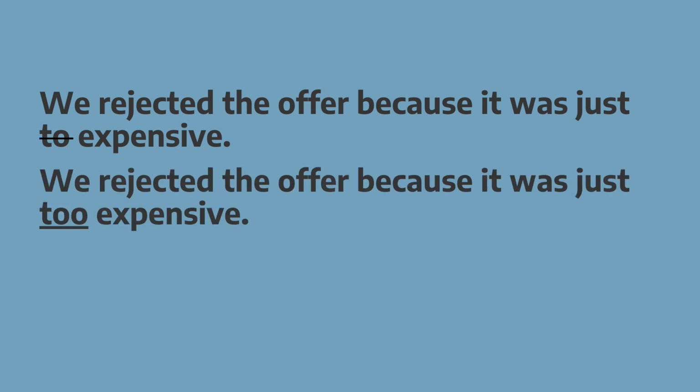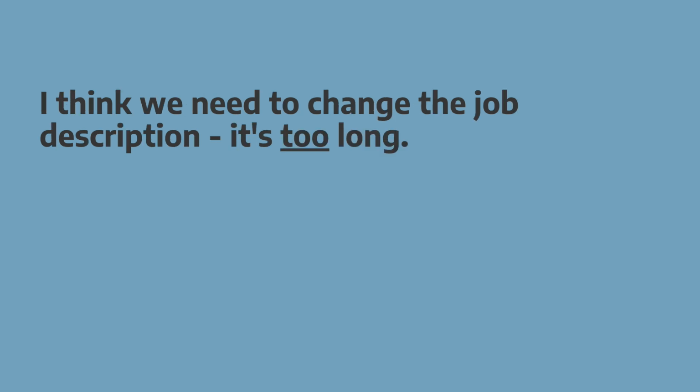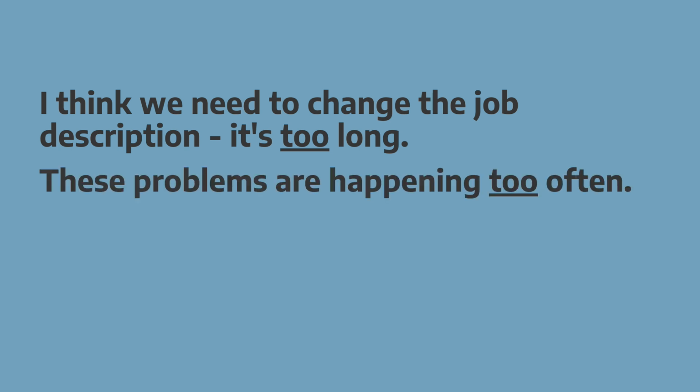And now back to our common email mistakes. Can you spot the mistake here? We should be using too with a double O. When something is more than necessary, use too. Some more examples? I think we need to change the job description. It's too long. These problems are happening too often.